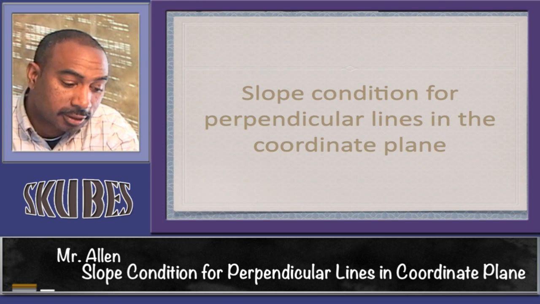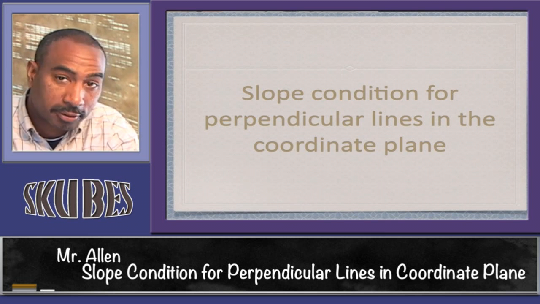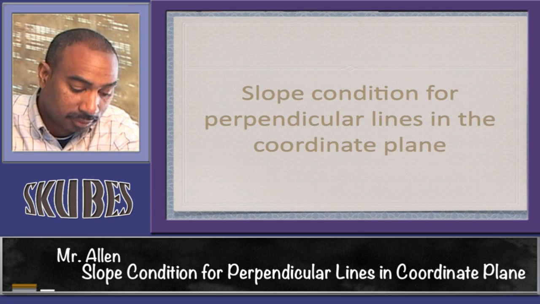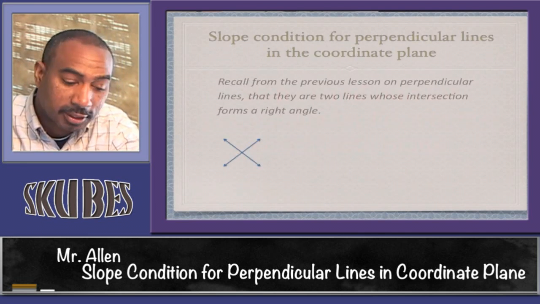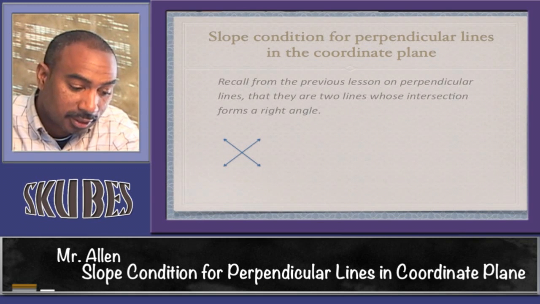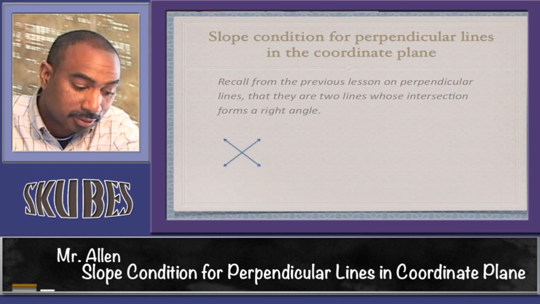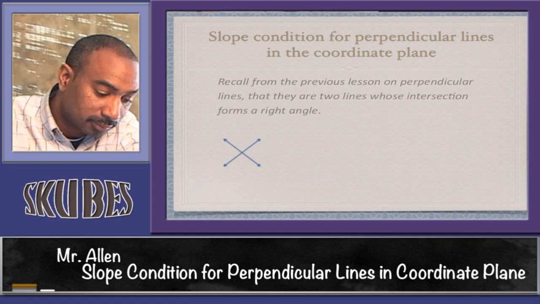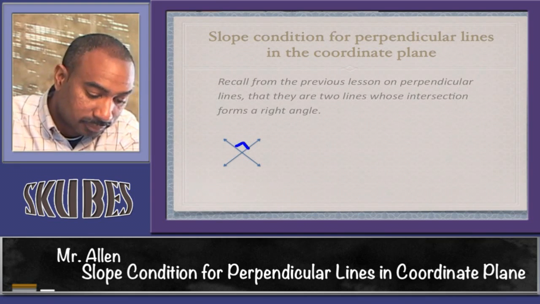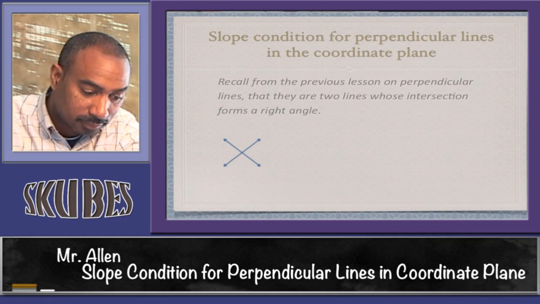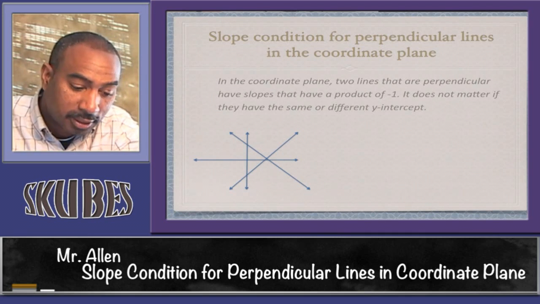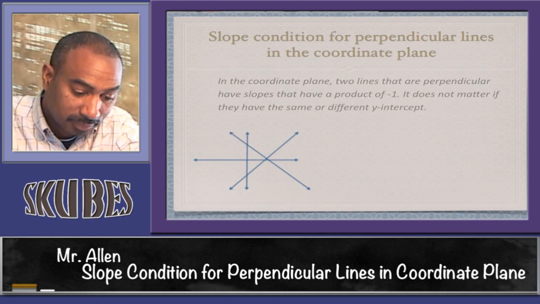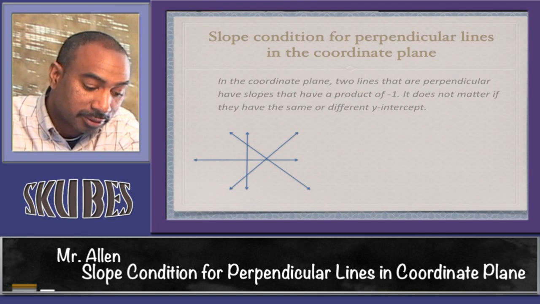Our today's lesson is slope condition for perpendicular lines in the coordinate plane. Recall from the previous lesson on perpendicular lines that there are two lines whose intersection forms a right angle. In the coordinate plane, two lines that are perpendicular have slopes that have a product of -1. It does not matter if they have the same or different y-intercept.